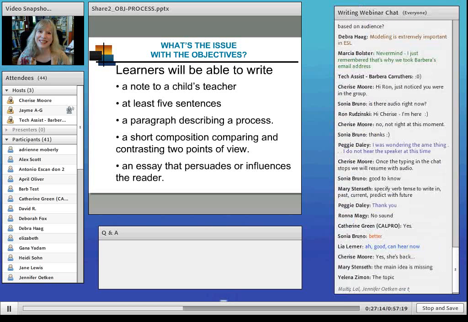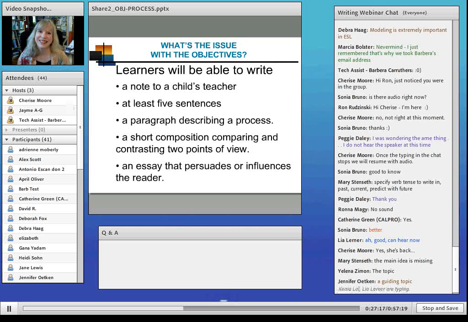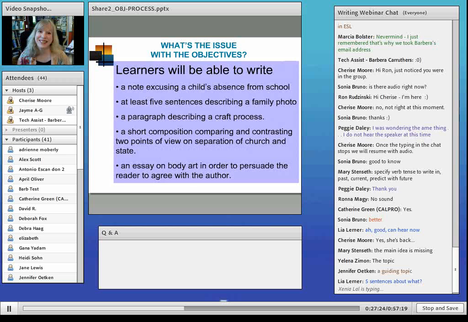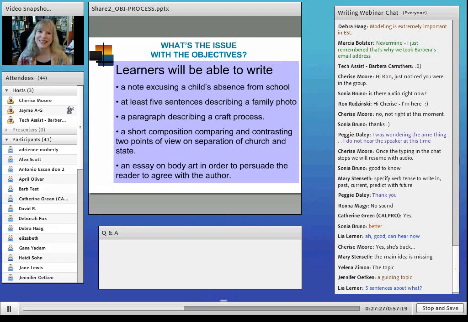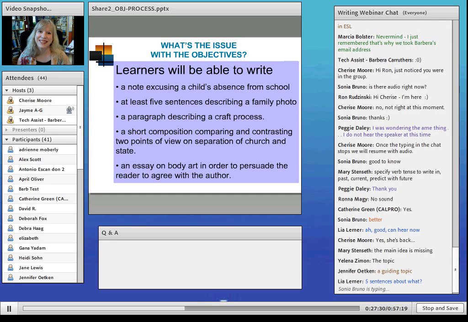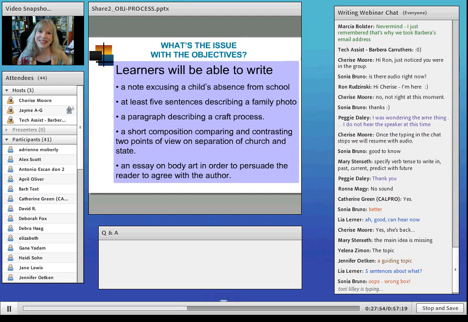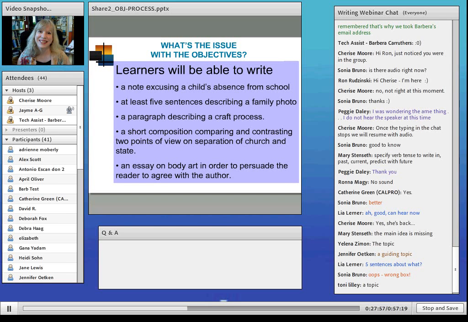The main idea. Okay, is there another way that we could? Yes, the topic, context. What's the context? We have a note to a child's teacher, but in what situation? So when you're writing objectives, you want to try to be as specific as possible, because in fact that will help you plan your pre-writing for the learner. Exactly. 5 sentences about what? So very often when you're looking at your objectives for your lesson plan, there's a tendency to be less specific, and then you're caught because you don't know what vocabulary to prepare, or you don't know what models to find, and the students also get caught because there's not that beautiful scaffolding that occurs when we provide context.